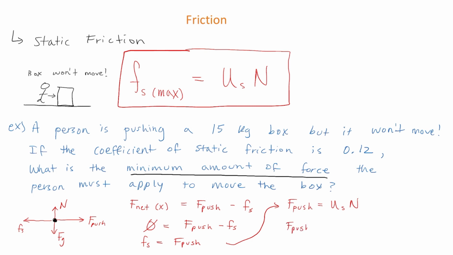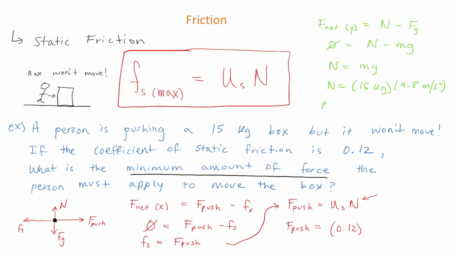Now we have the coefficient of static friction, but we don't have the normal force. All we need to do is use an F-net y equation to solve for the normal force. F-net y would equal the normal force minus the force of gravity. Because the box is not moving up or down, F-net y is equal to 0, and the force of gravity can be replaced with mg. If we rearrange this equation, we find that the normal force is equal to mg, and when we plug in all our values, we find that the normal force is equal to 147 newtons.